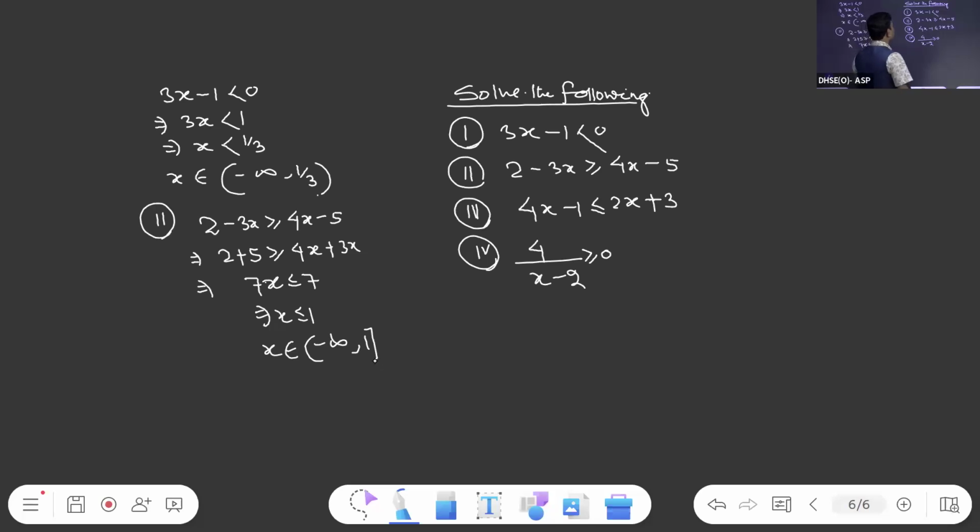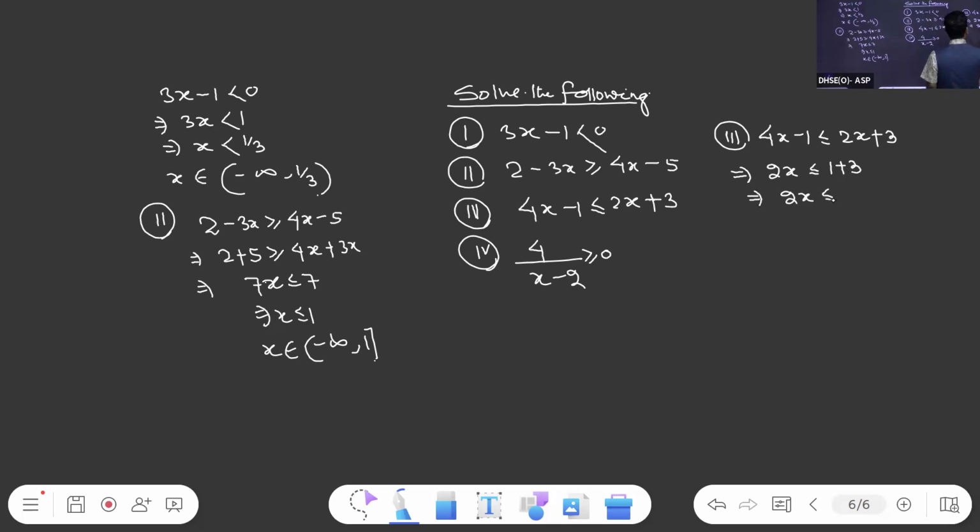Then come to the third one. The third question is 4x minus 1 is less or equal to 2x plus 3. This implies 4x minus 2x is 2x, less or equal to 1 plus 3, that is 4. 2x less or equal to 4 implies x less or equal to 2. Okay, so the solution is x belongs to negative infinity to 2 closed.